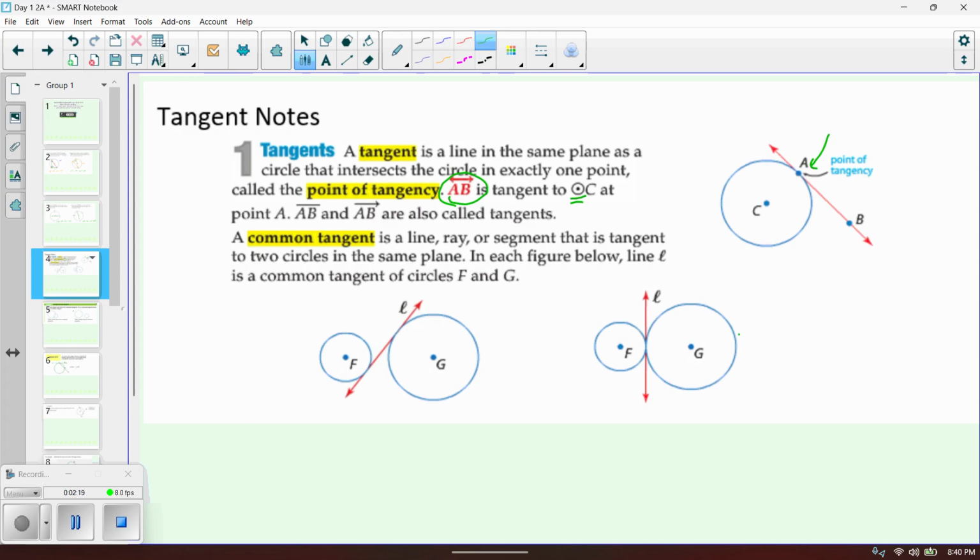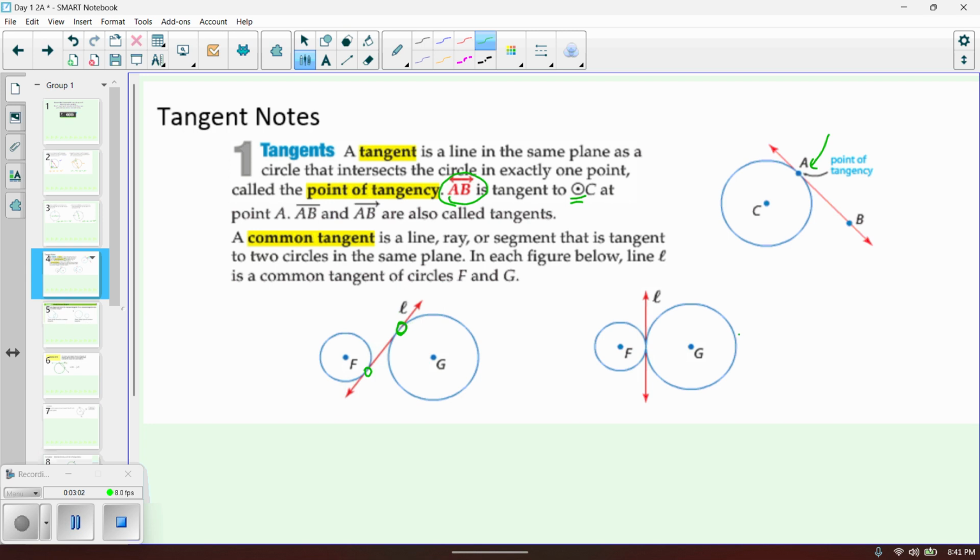So they call it a common tangent because it hits circle G right there, and it hits circle F right there. And it only hits each one of those circles at one point. Well, there are actually three other common tangents to those two circles. What you might want to do is see if you can figure out what those common tangents might be. So if you want to pause this for a second, see if you can figure it out yourself, probably a good idea.